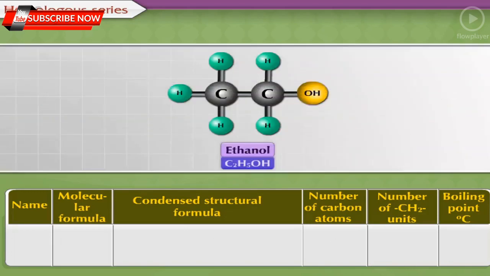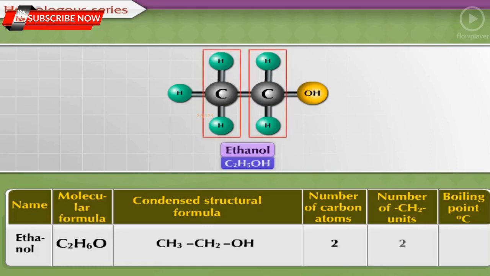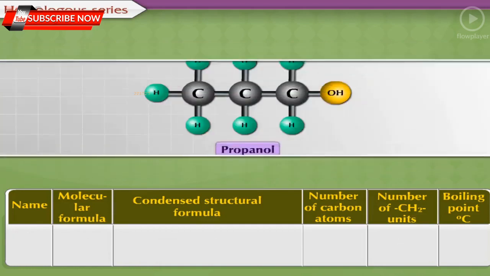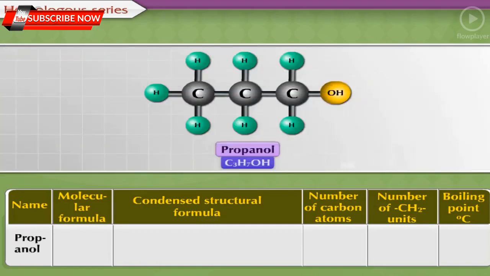The second compound is ethanol. The molecular formula of ethanol is C2H6O. Its condensed structural formula is CH3CH2OH. The number of carbon atoms is 2, the number of CH2 units is 2, and its boiling point is 78 degrees Celsius.